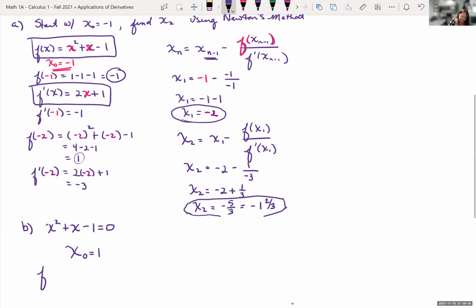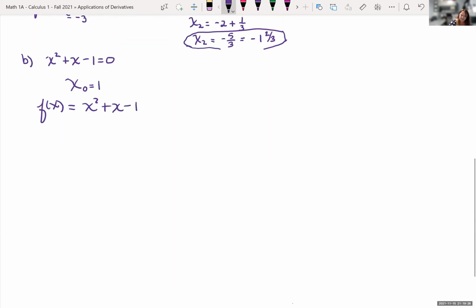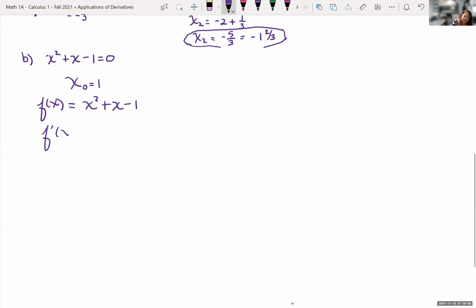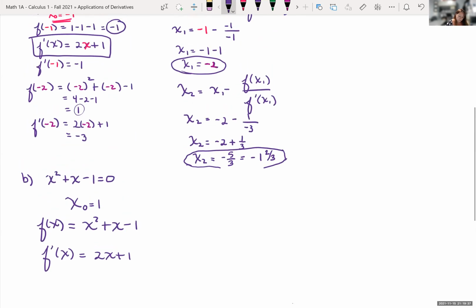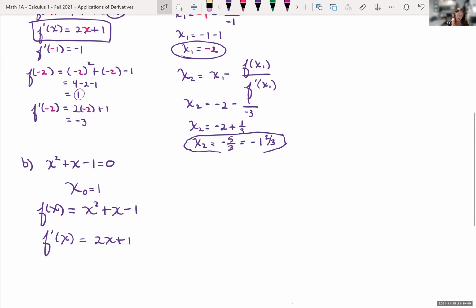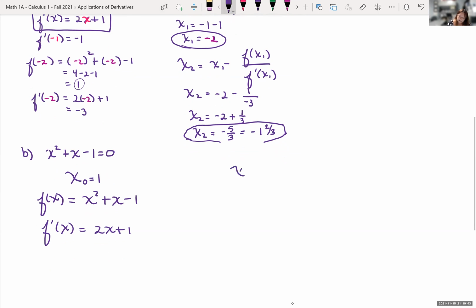Our f of x, again, is the same function, x squared plus x minus 1. The derivative still remains the same. So f prime of x is 2x plus 1. And so now to find x sub 1, this is going to equal x sub 0 minus f of x sub 0, all divided by f prime of x sub 0. So let's plug in 1 wherever we see an x.